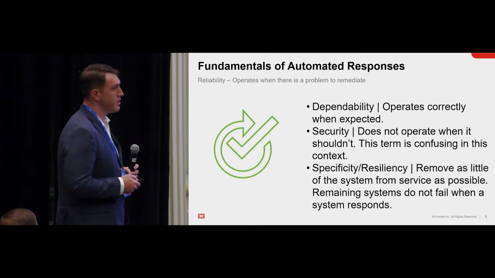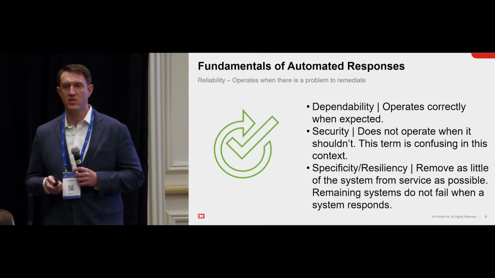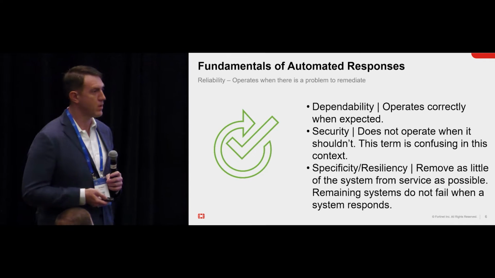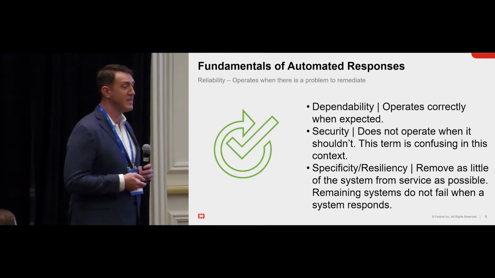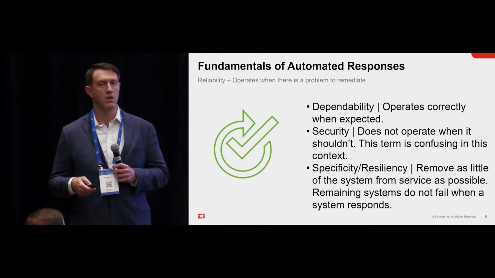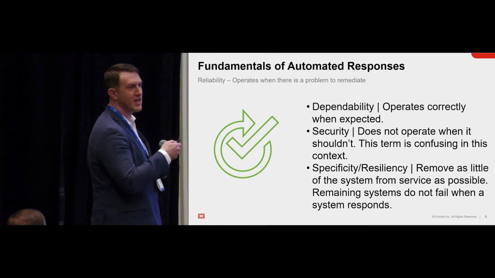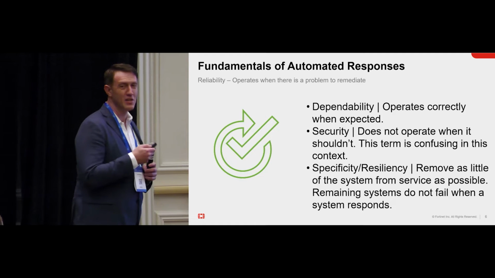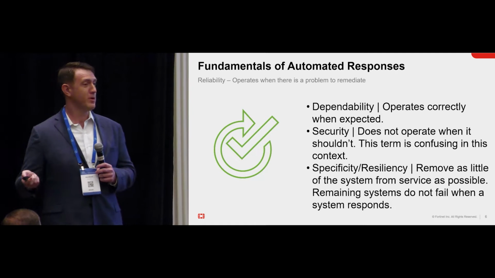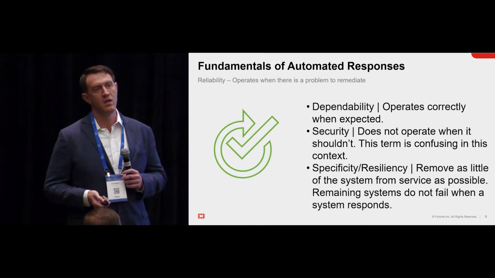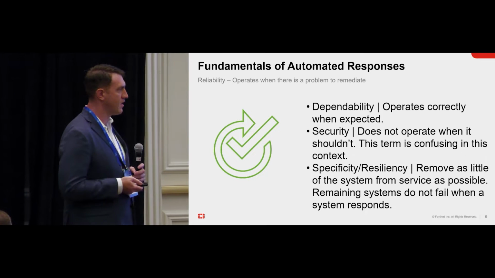And so what are some of the fundamentals of automated response? When we talk about reliability and systems operating automatically, what do we mean? In power, we talk about dependability, which means it operates correctly when it's supposed to operate. We talk about security, which I understand is confusing in this context. But security, what that means here, is it does not operate when it's not supposed to, right? It sounds obvious, but again, we're talking about fundamentals here.